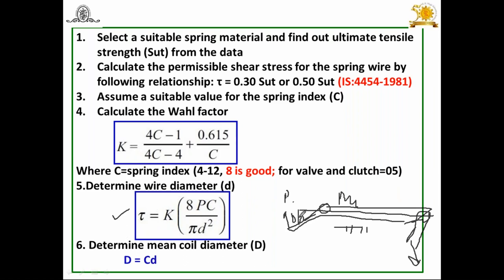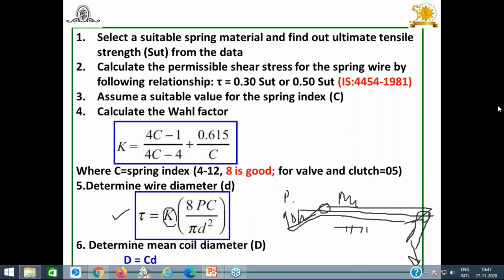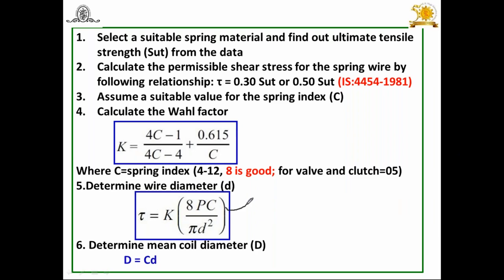For that purpose, you substitute the values and you will get 8PC by pi d square. Then we multiply by K, Wahl's factor, to take care of curvature and direct stresses in the spring. So by using this equation, tau is equal to K 8PC upon pi d cube. You know the permissible tau, K Wahl's factor you will get from this equation, C you have assumed as 8, and P you should already know, or K. So what you will get here is d. You will get d square or d is equal to some value.